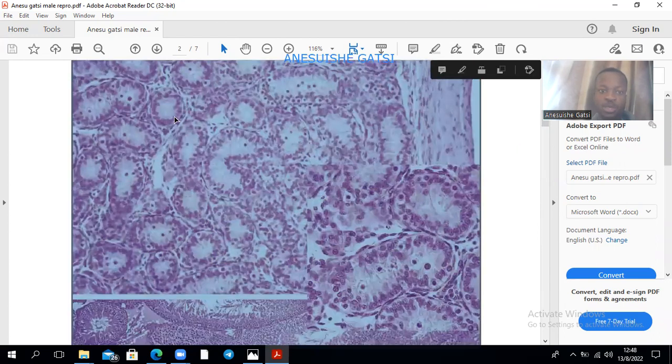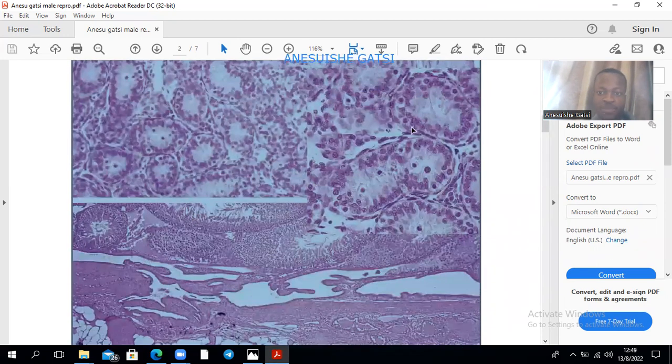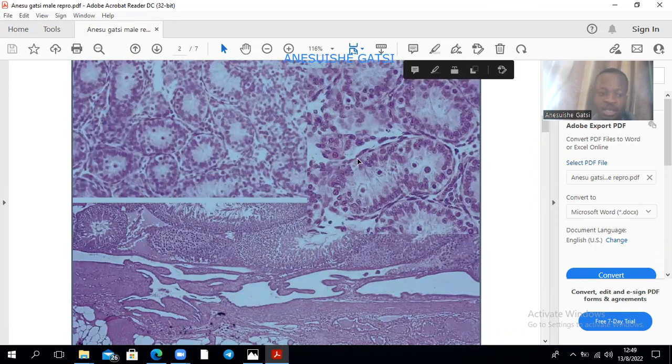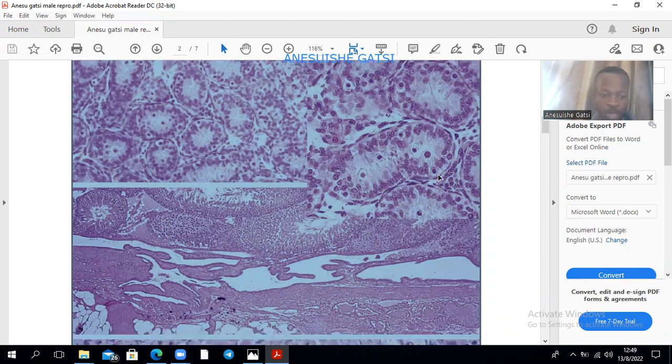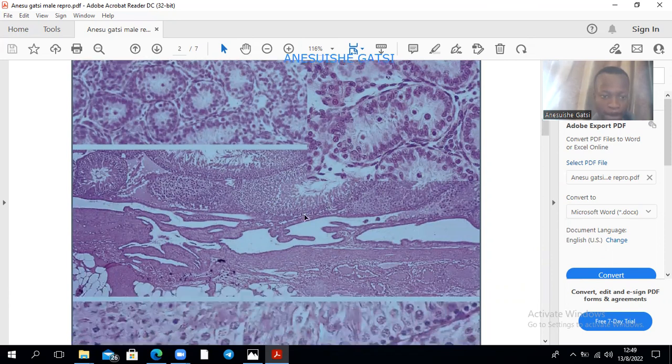Those are lobules. All these are lobules. This is higher magnification, this insert. That's another lobule. That's another seminiferous tubule. These are seminiferous tubules.